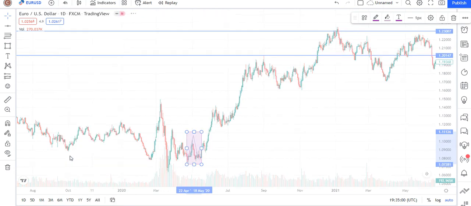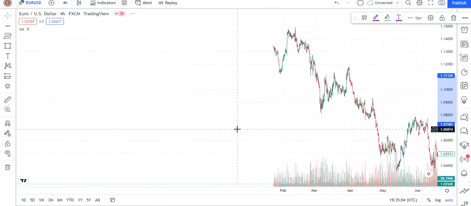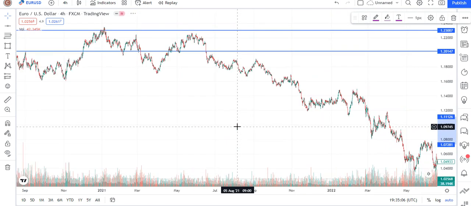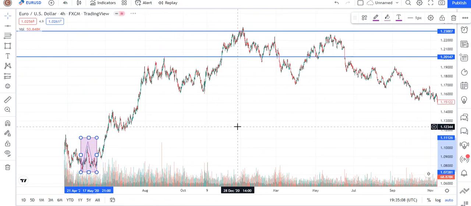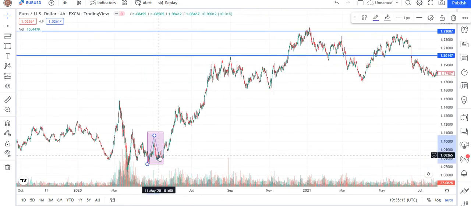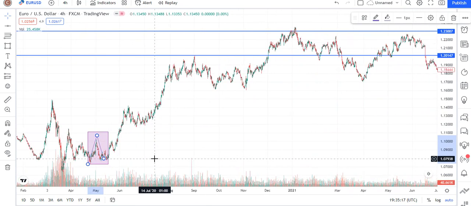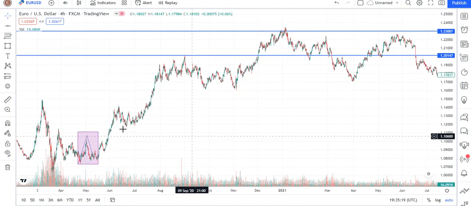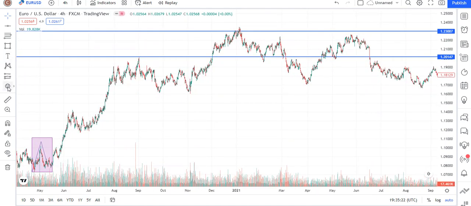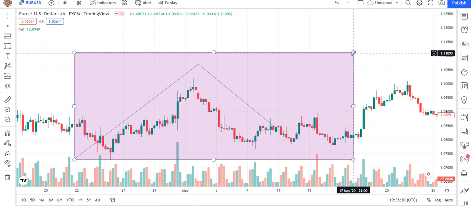a 4 hour chart, for example, and I try and go back there. Okay, this is it here. So you can see what we drew before.